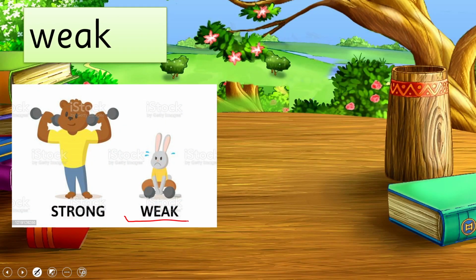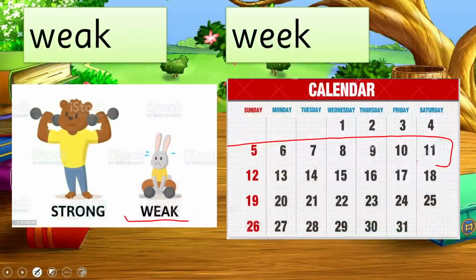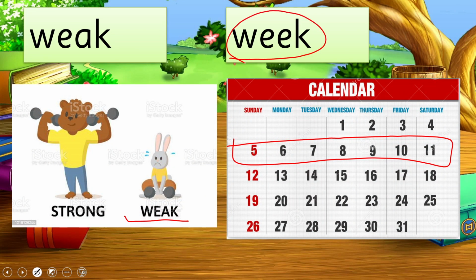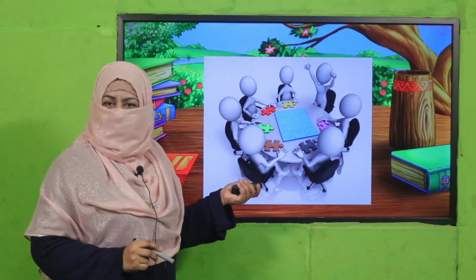Weak, a strong and weak. Weak, who is not strong, and week, 7 days in a week, right? So their spellings are different, but we pronounce it in the same way. They are homophones. Okay, are you clear with it?